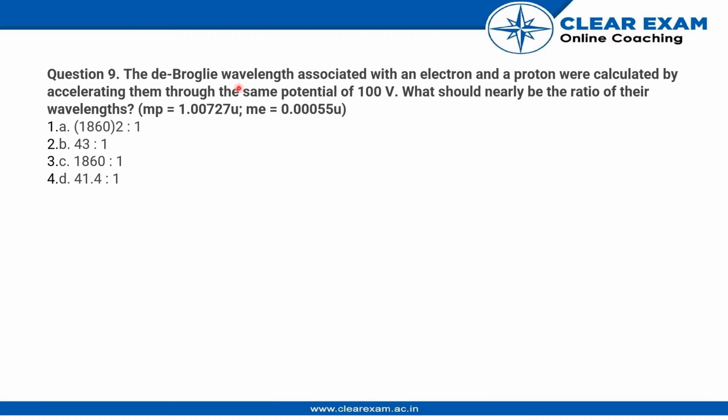The question says the de Broglie wavelengths associated with an electron and a proton were calculated by accelerating them through the same potential of 100 volts. What should nearly be the ratio of their wavelengths?